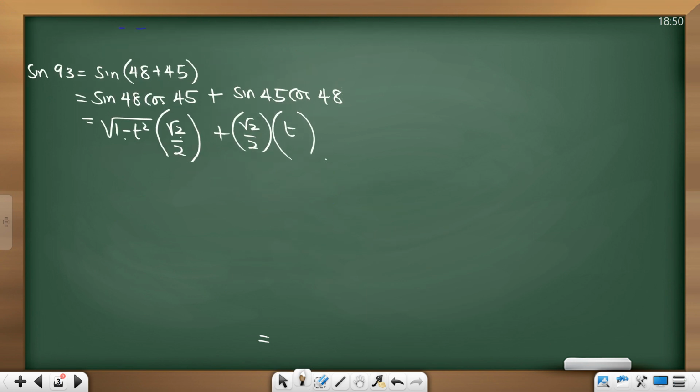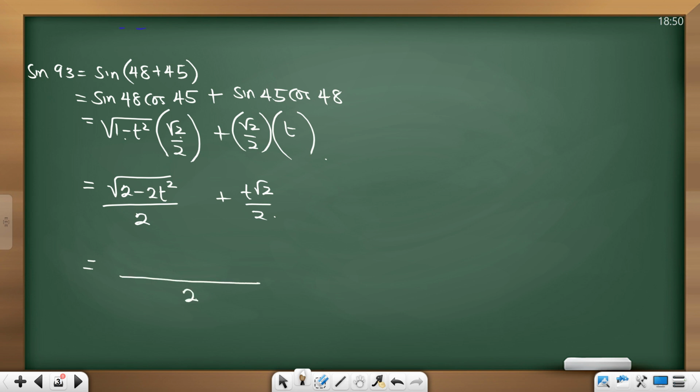Okay, can we then simplify this? What do you have? Root of what? Can we multiply in? 2 minus what? 2t squared over 2 plus what? T root 2. Now, since they have the same denominator, can we then say that? What do we have? 2 minus 2t squared plus t root 2.